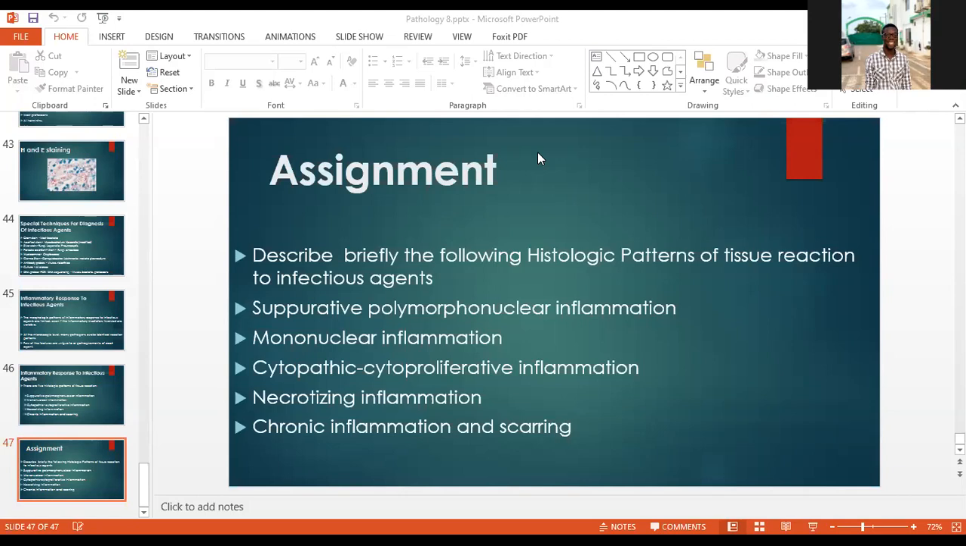Doc, where do flagellates fall? Do they fall under helminths? They fall under protozoa. Protozoa, okay. Yes, they fall under protozoa.